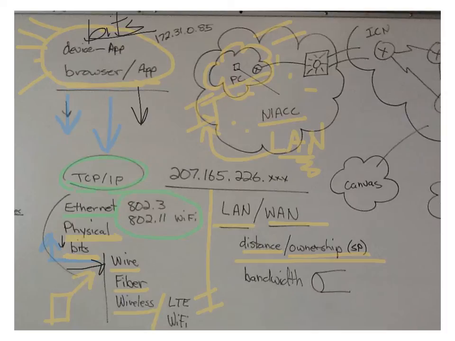Now when we move, let's say we have traffic from a PC here go out and look up something on Canvas. Here at Canvas we have all this information in the cloud managed by Canvas. Okay, that movement would be considered a WAN, a wide area network, because we're using a provider, the internet, and we're covering a larger geographical area.